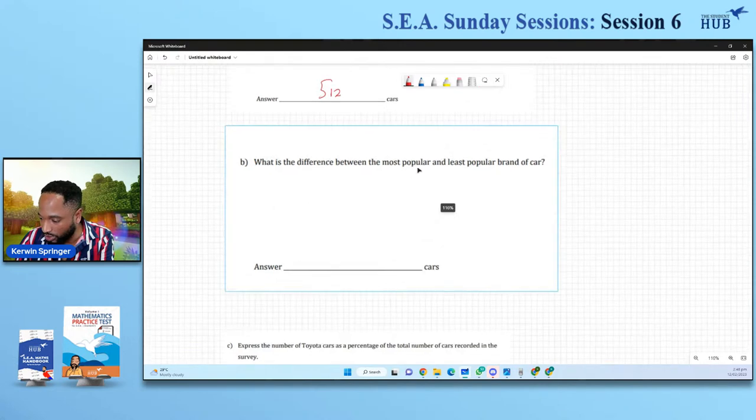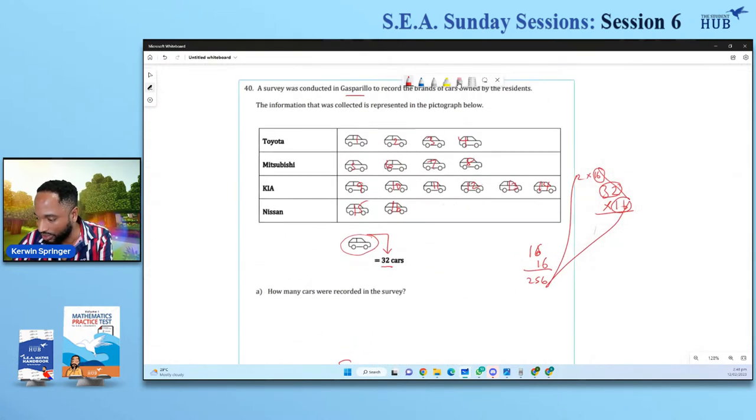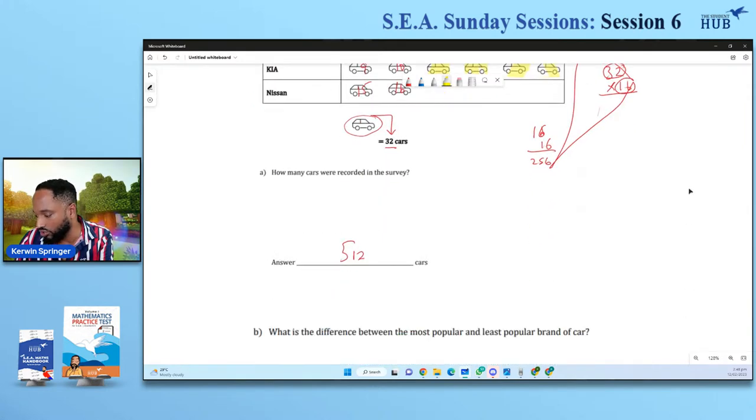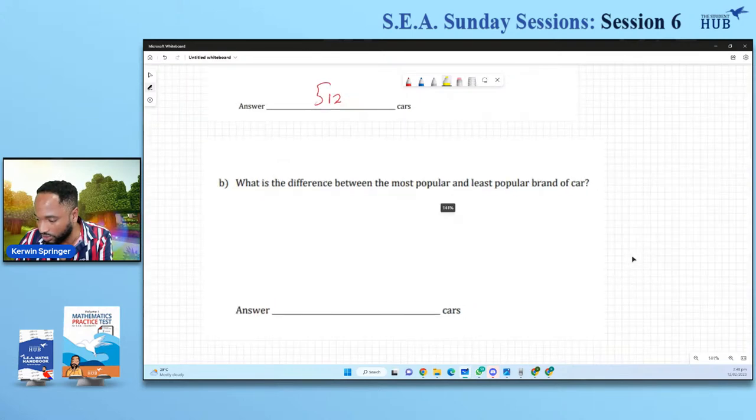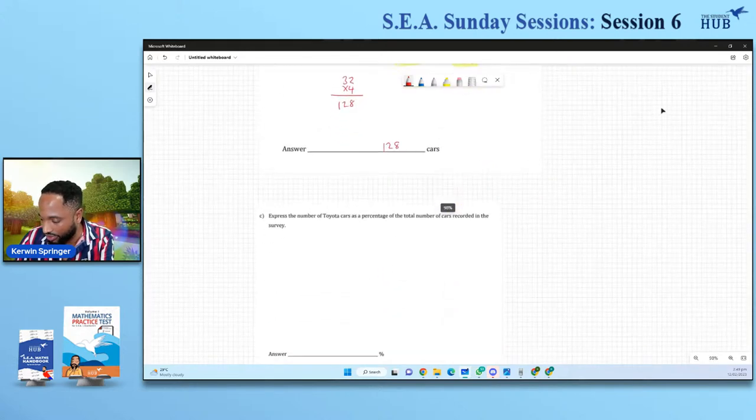What is the difference between the most popular and least popular brand of car? Well, the most popular is the Kia. So is that the difference there? Oh no, the least popular. The least popular is the Nissan, which is not true. It's a real Nissan on the road. But anyhow, so how many cars is that? That's 4 32s. The difference between the most popular and least popular, trying to make sure I read questions properly these days, is 32 times 4. And the class is telling me that 32 times 4 is 128. Oh, yes.